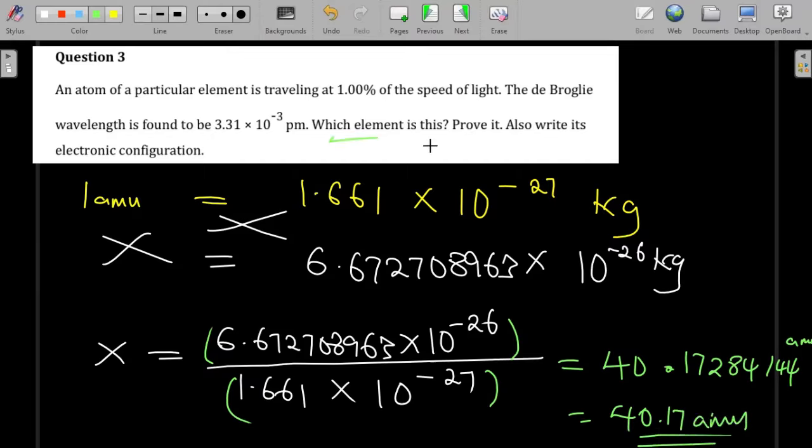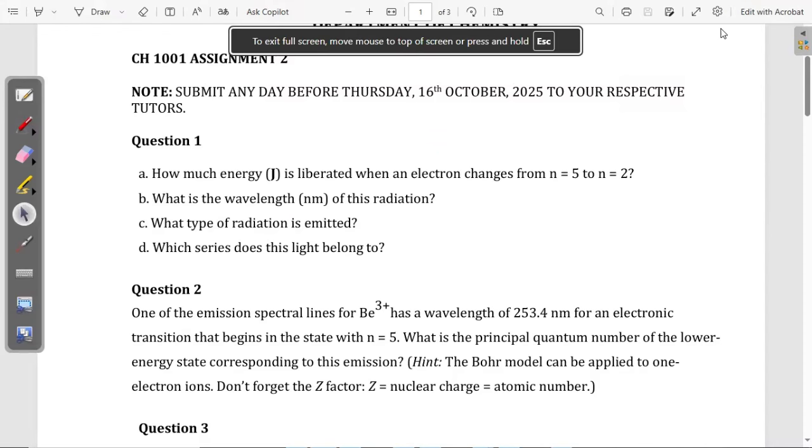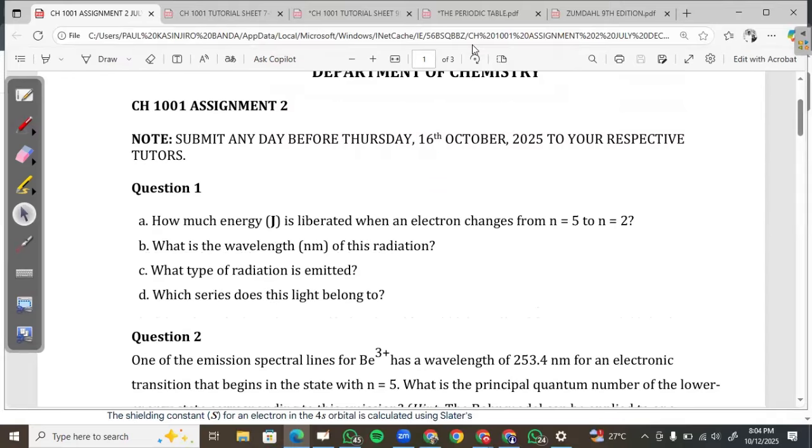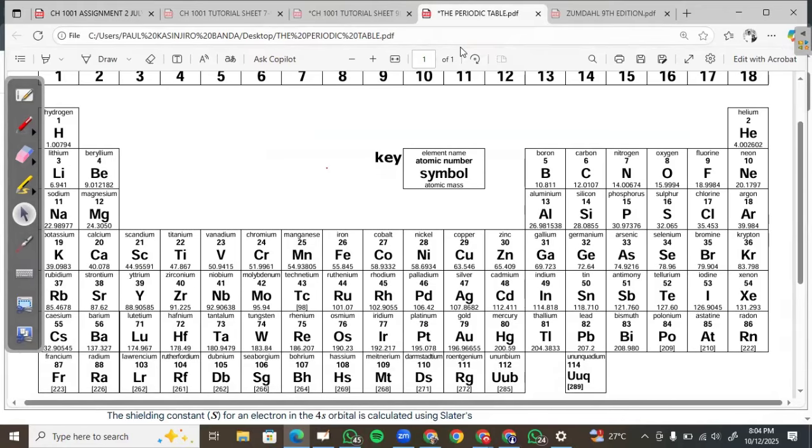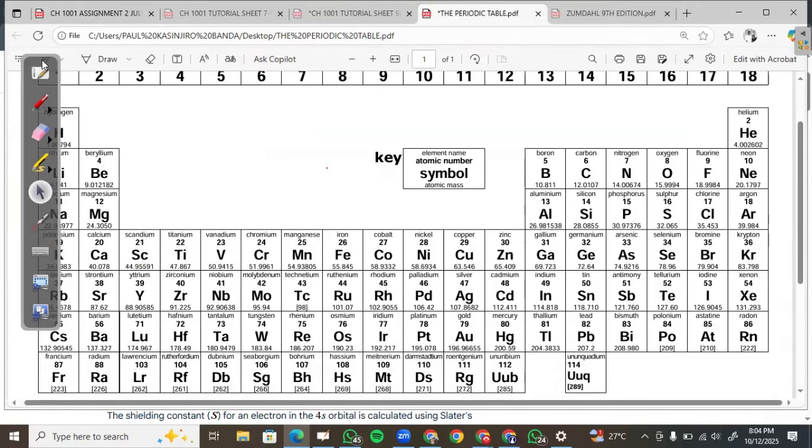To identify which element it is, we just look at the atomic mass unit. This is the atomic mass. So we go on the periodic table and check which element has the atomic mass closest to this. Let's go and check. Where's my periodic table? It's here.